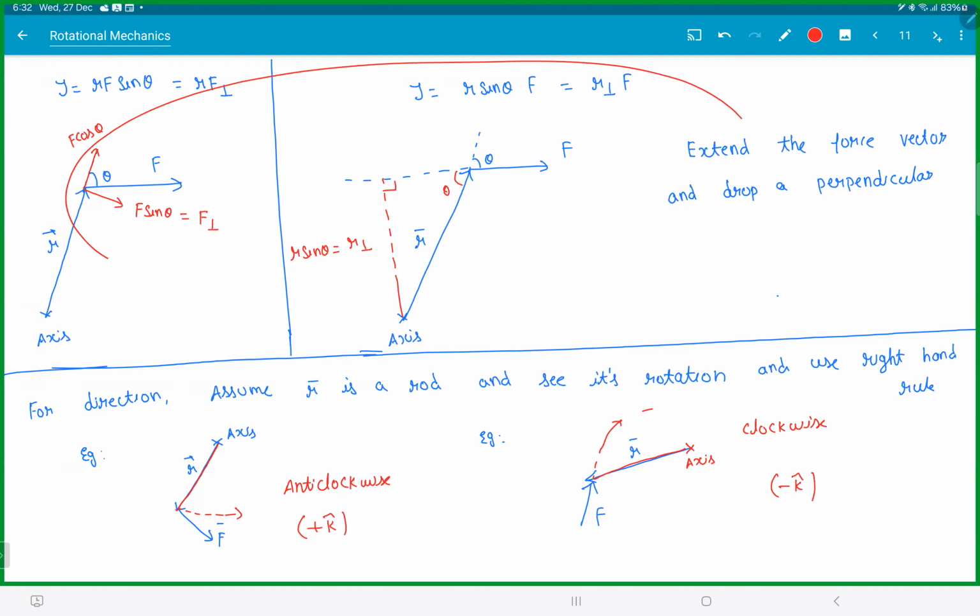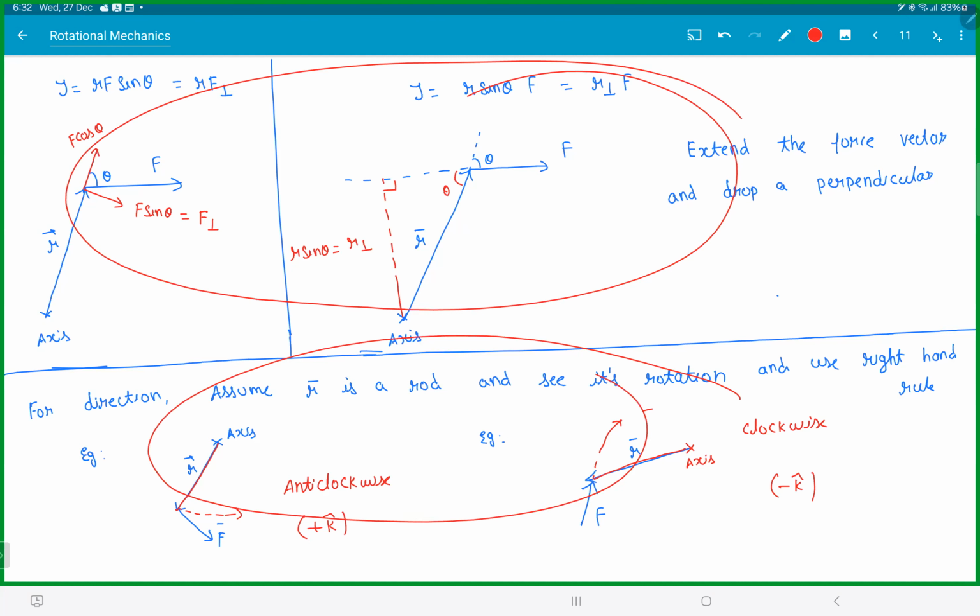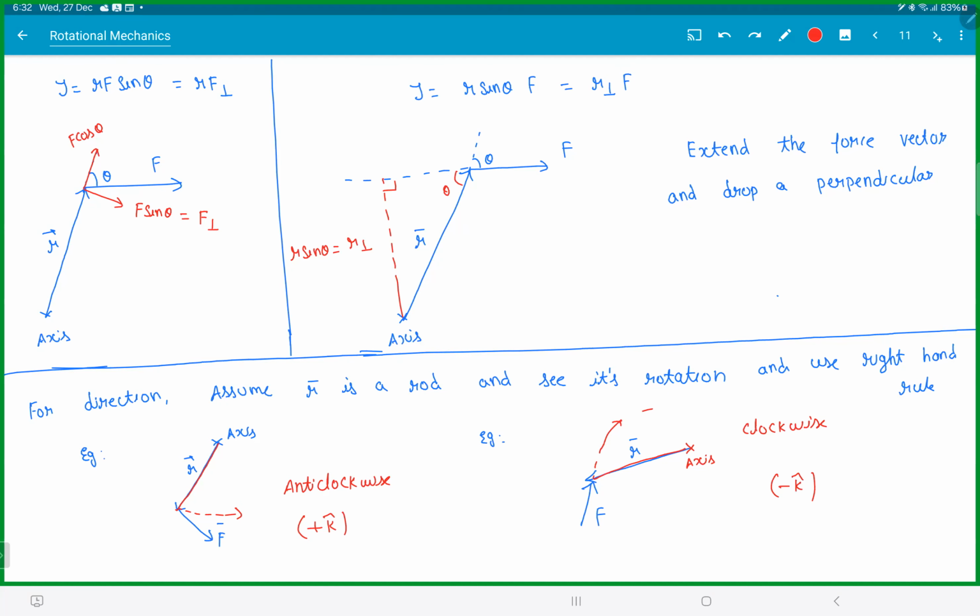So this will give you the magnitudes. This will give you the directions. You know these two, you know how to find torque. Please have a look at this page.